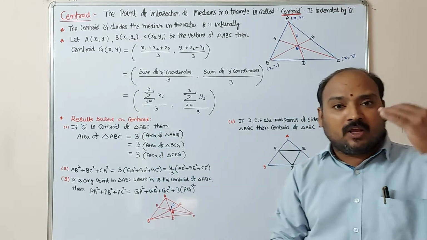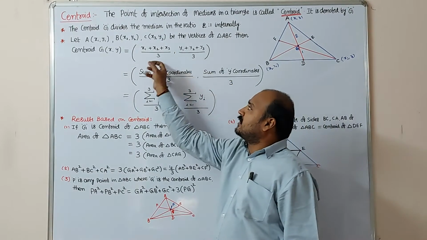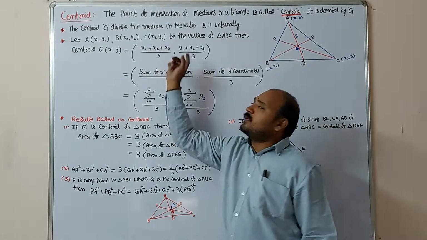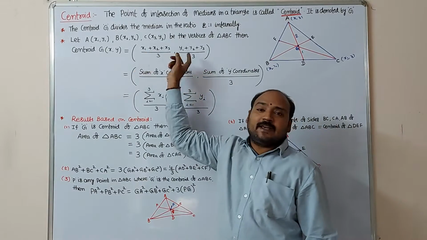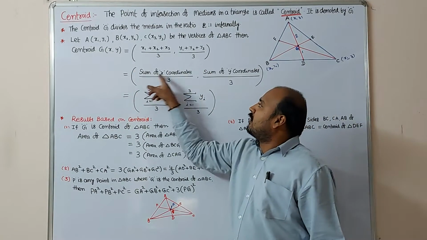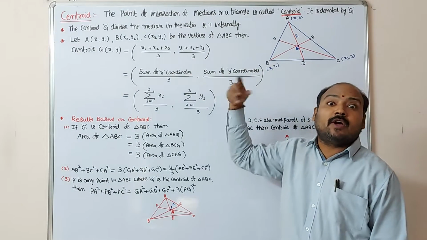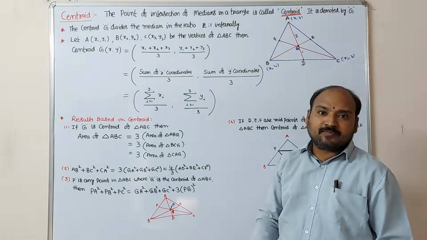Applying the internal division formula, you will get this formula: (x1 plus x2 plus x3) by 3, (y1 plus y2 plus y3) by 3. x1 plus x2 plus x3 means what? Sum of the abscissa. Abscissa means x coordinates. Sum of x coordinates by 3. y1 plus y2 plus y3, sum of the y coordinates or ordinates, by 3.